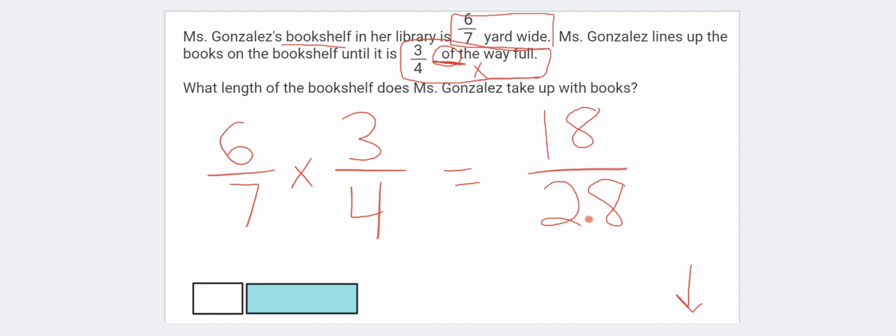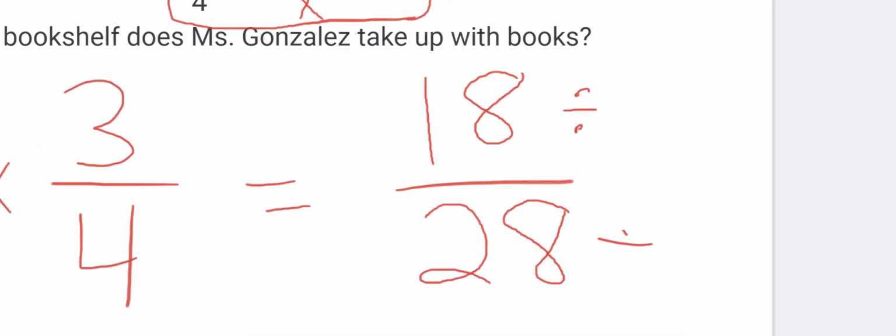Now, 18 over 28 is one of the correct answers. But can 18 over 28 be simplified? Yes, it can. I can divide the top and the bottom by 2. And I'm going to find that equivalent fraction. What is 18 divided by 2? You're right, that would be 9. I know that if I skip count by 2, 2, 4, 6, 8, 10, 12, 14, 16, 18, it would take me 9 times. Now I have to do 28 divided by 2.